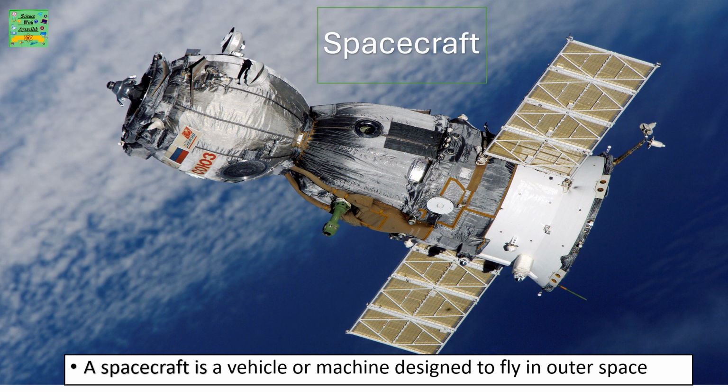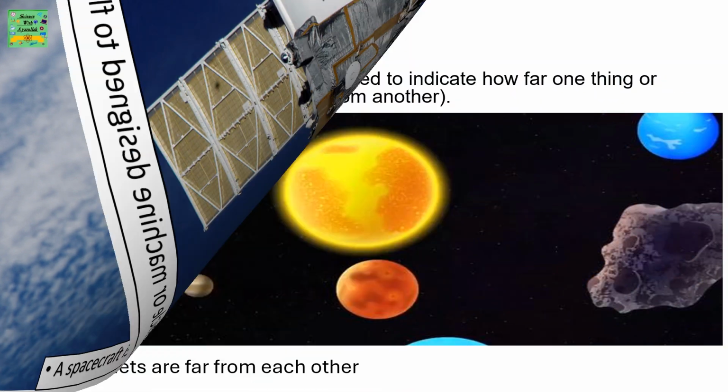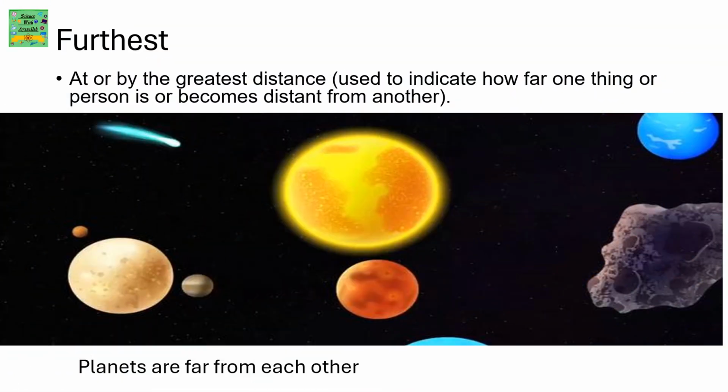Spacecraft. A spacecraft is a vehicle or machine designed to fly in outer space. Furthest. At or by the great distance. Used to indicate how far one thing or person is or becomes distant from another. Planets are far from each other.